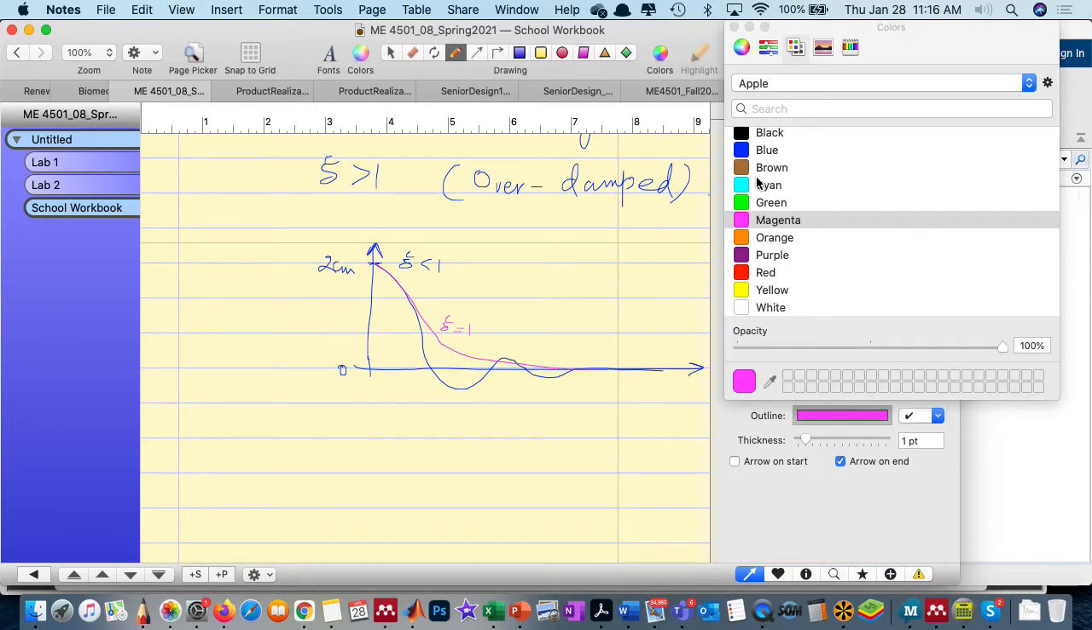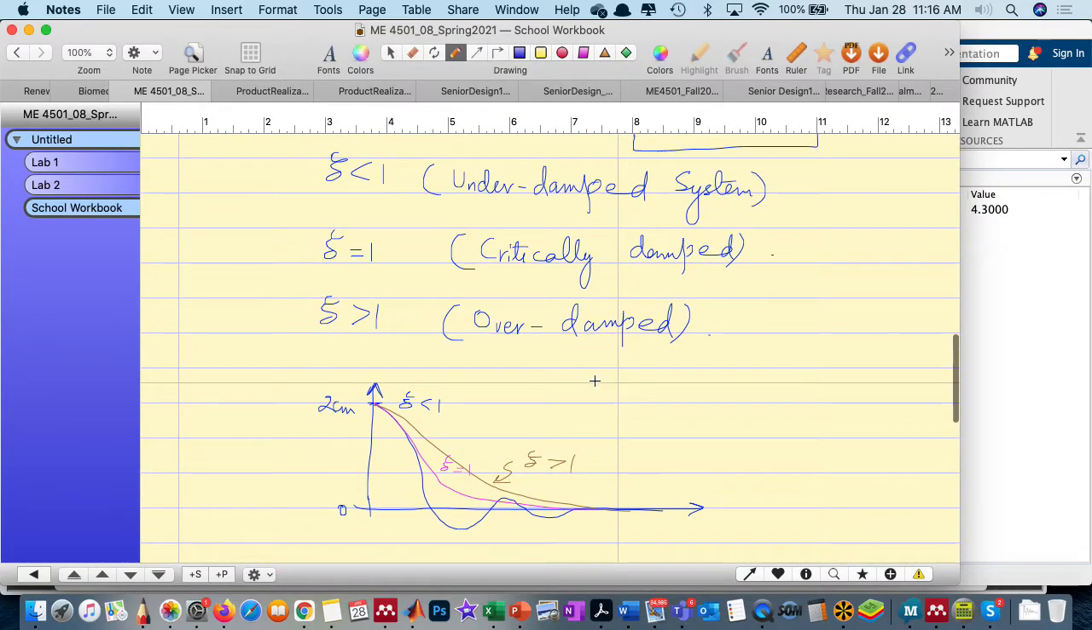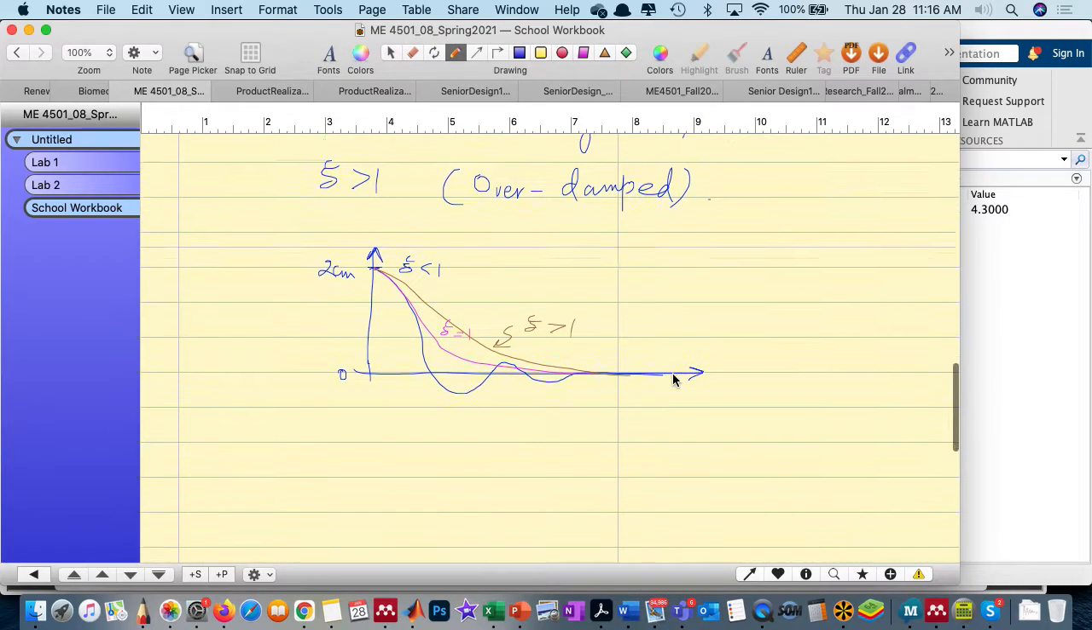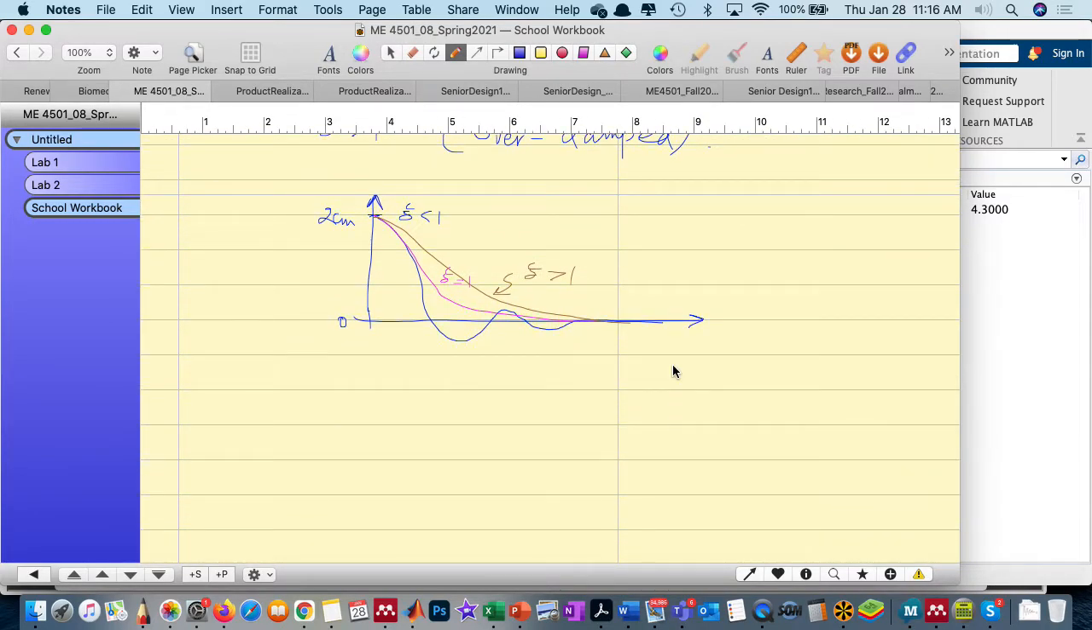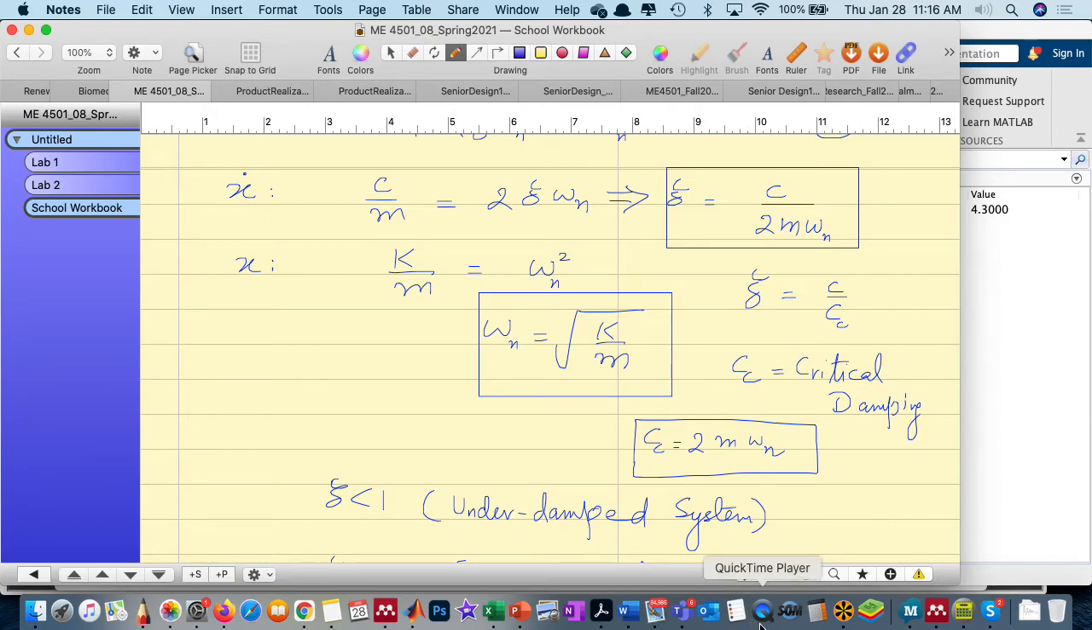And when you have another situation, when you bring it to 2 centimeter and leave it, it will come to the mean position a little bit longer time. In this case zeta is greater than 1. This is overdamped system, critically damped system, underdamped system. You will perform this experiment today with the damper and without the damper.